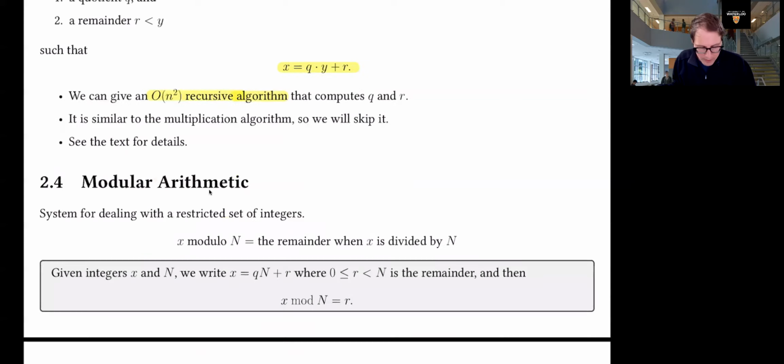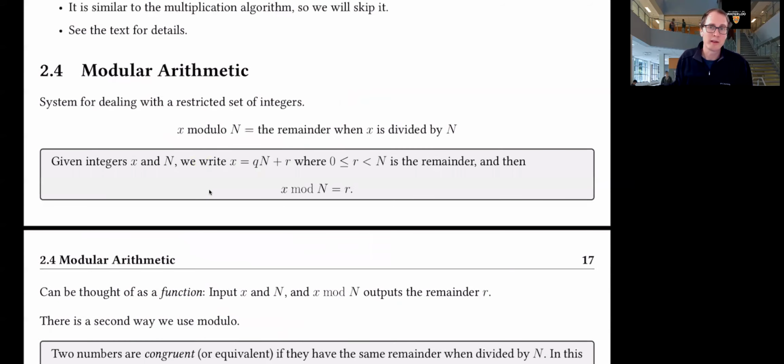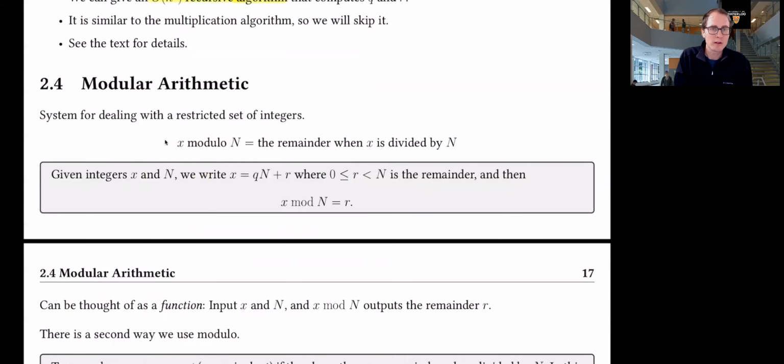Okay. Now I want to get into modular arithmetic. I think, as most of you would know, this is talking about the operation x modulo n. You can think of it as a system for dealing with a restricted set of integers. So when we're doing calculations modulo n, the result will always be a number between 0 and n minus 1. So x modulo n is the remainder when x is divided by n.